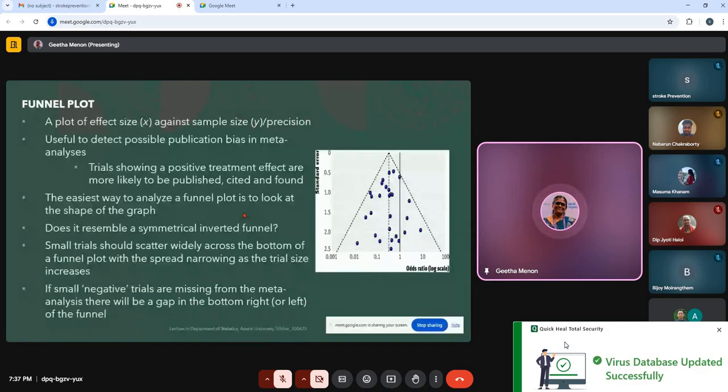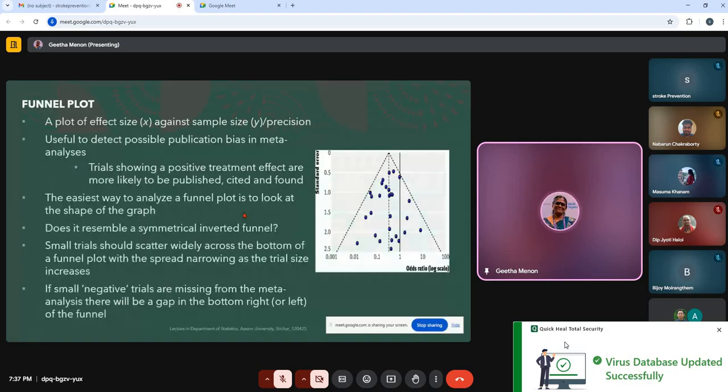So if there is no publication bias, then the plot should look like an inverted funnel. If it looks like an inverted funnel, then that means all studies have been accounted for. There is no study which is unpublished. It is a comprehensive literature review, and you have included all the studies. But this is a very unrealistic graph that you see on the screen.